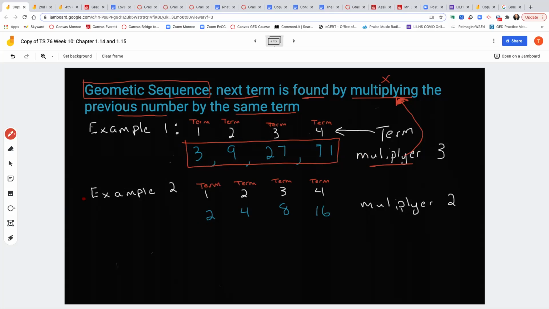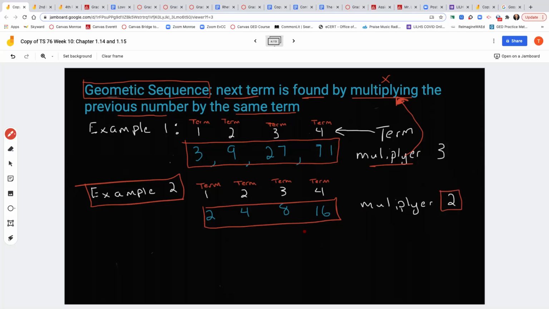In the next example, my example 2 here, okay, here's my actual sequence of numbers. And again, just to keep reinforcing this for you guys, term 1 is 2, term 2 is 4, term 3 is 8, etc. All right, 2 times 2 is 4, 4 times 2 is 8. It looks like the multiplier is 2. I'm multiplying each term times 2 to get the next term. And it's the same multiplier each time. So it is considered a geometric sequence.